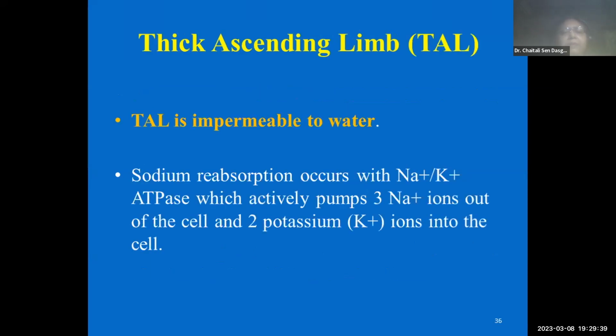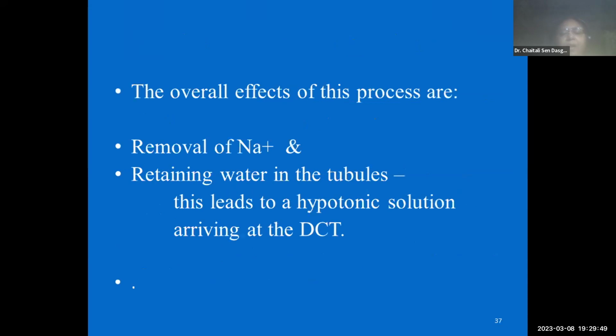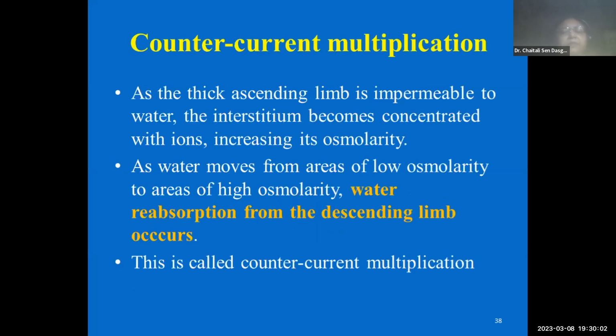The thick ascending limb is impermeable to water. Sodium reabsorption occurs with sodium-potassium ATPase, which actively pumps 3 sodium ions out of the cell and 2 potassium ions into the cell. The overall effects of this process are removal of sodium and retaining water in the tubules. This leads to a hypotonic solution arriving in the distal convoluted tubule. As the thick ascending limb is impermeable to water, the interstitium becomes concentrated with ions. So the osmolarity increases here.